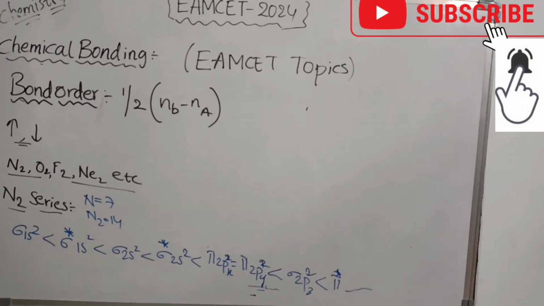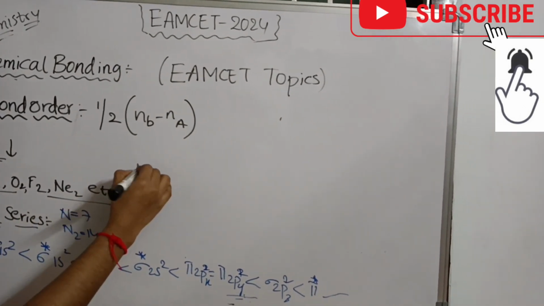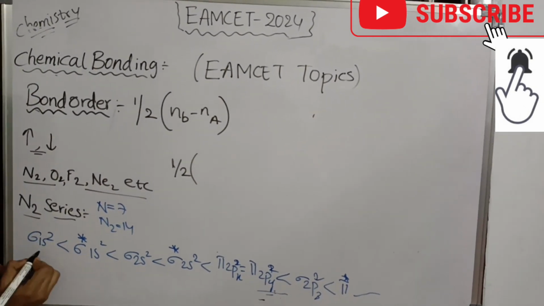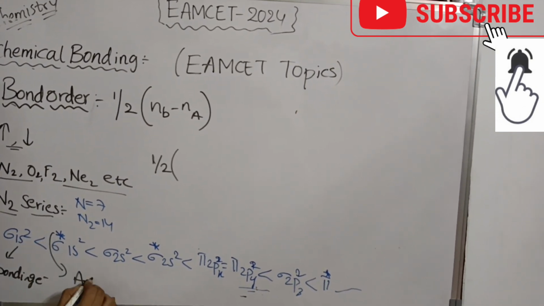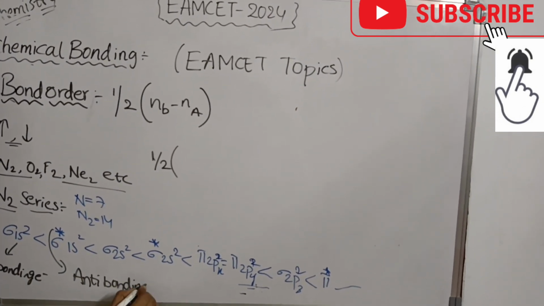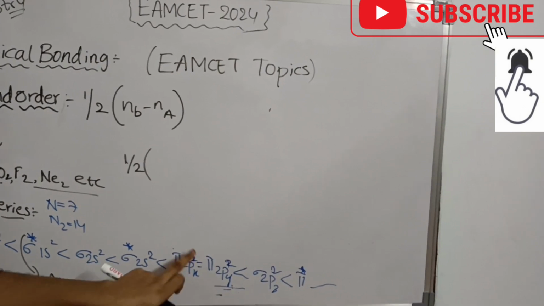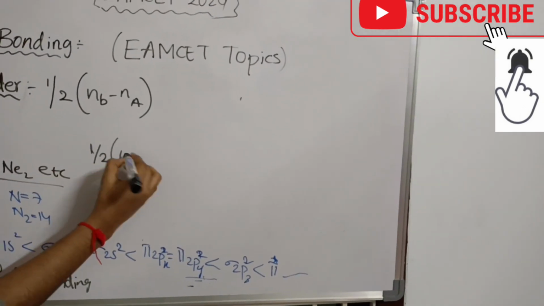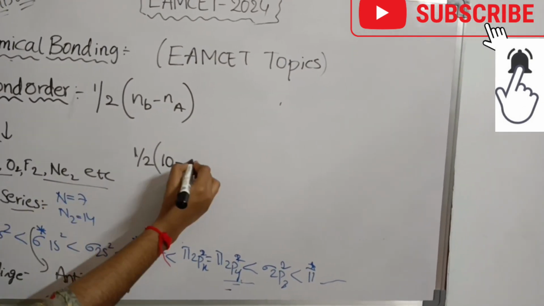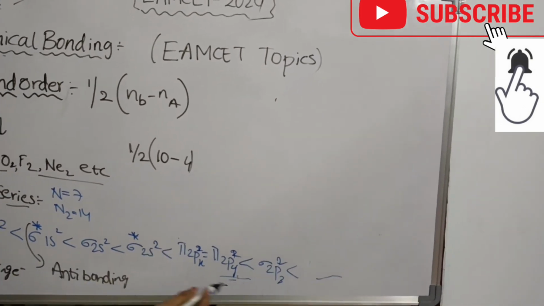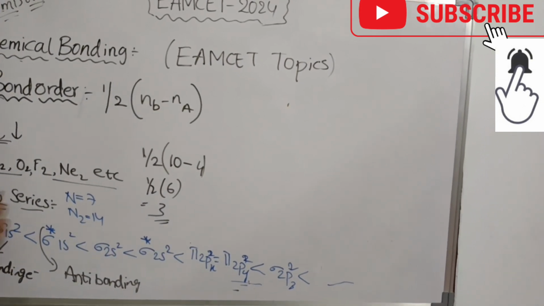This is very important. For example, the formula is half into (Nb minus Na). What is Nb? Number of bonding electrons. If there is a star, it is called anti-bonding. I hope you are understanding very easily. How many bonding electrons are there? 1, 2, 3, 4, 5, 6, 7, 8, 9, 10. So 10 bonding electrons. Next, anti-bonding electrons: 1, 2, 3, 4. That's it, 4. You should count 14 electrons. So half into 6 is equal to 3. So the N2 bond order is 3.